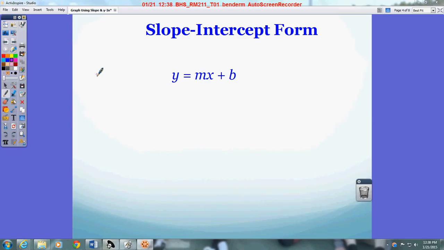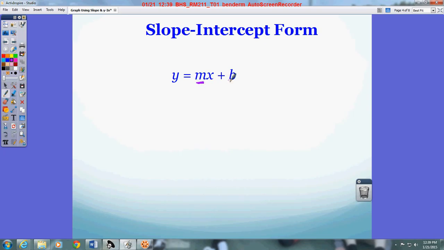This lesson is on slope-intercept form and how to use slope-intercept form to graph lines. So the first thing we need to talk about is what slope-intercept form is. And it looks like this. It's when the y is all by itself on the one side of the equal sign. And then you have an m, an x, and a b.